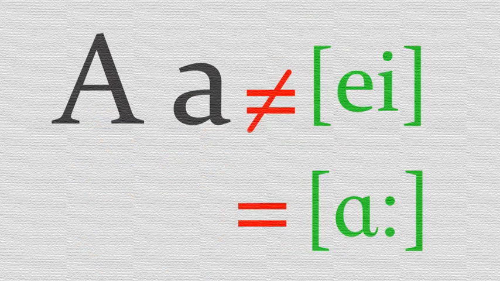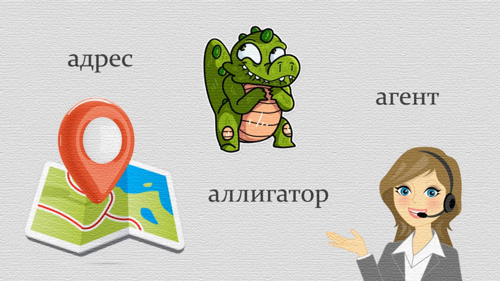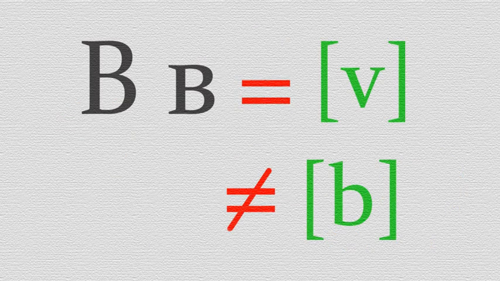Our first letter is A. It looks exactly the same as the English letter A, but it doesn't have the sound A. It has the sound A. Let's see our examples. Адрес, аллигатор, агент.